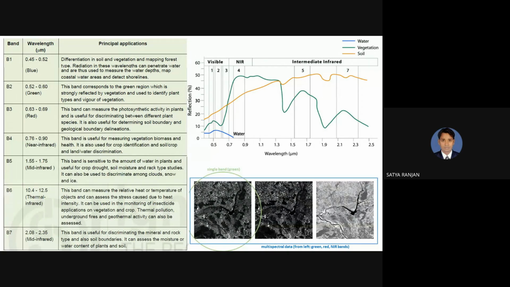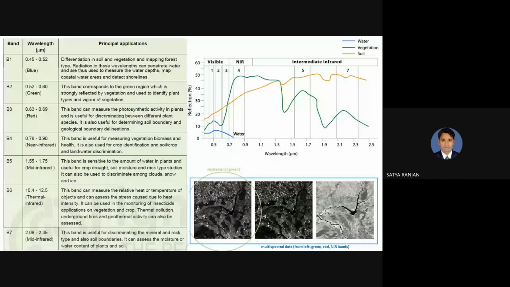Then we have some basic idea after this. Suppose we have to work with some satellite image, and all the satellite images have different bands. So different colors have different bands.